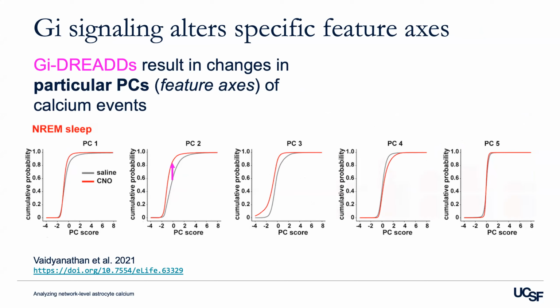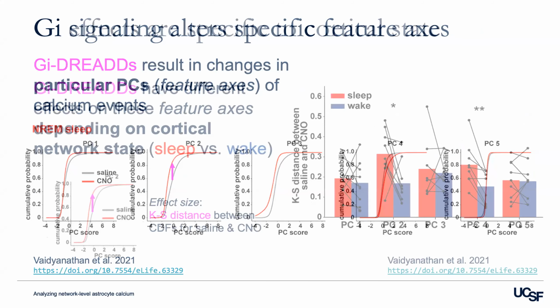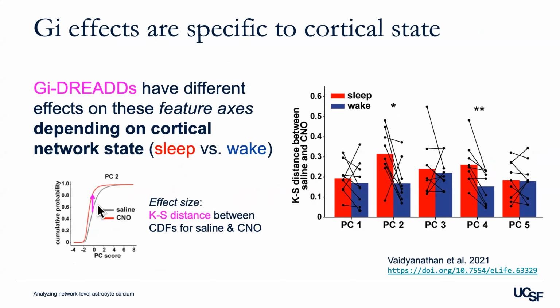And what's more, we saw that the Gi DREAD effect, which we measure as the Kolmogorov-Smirnov distance between these two cumulative distributions for the control versus the active CNO condition, actually depends on the cortical network state. So the effect of the Gi DREADs actually is dependent on whether the animal was asleep or awake. So for example, for PC2 here, the effect of Gi DREADs on PC2 was larger in the sleeping condition than it was in the wakefulness condition.